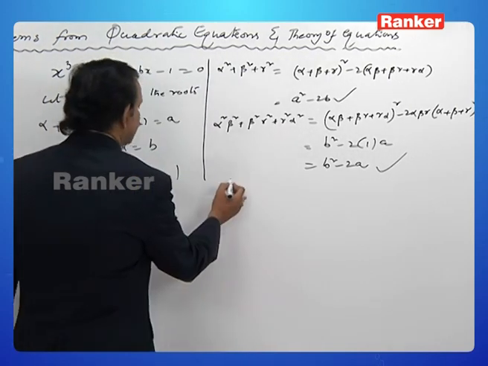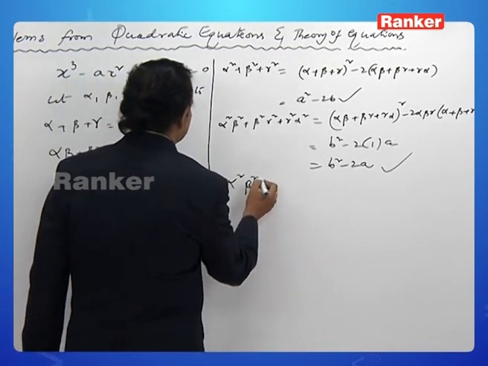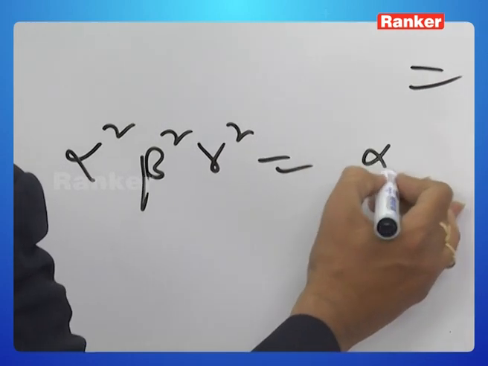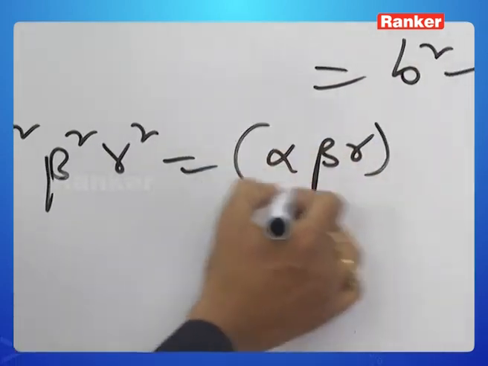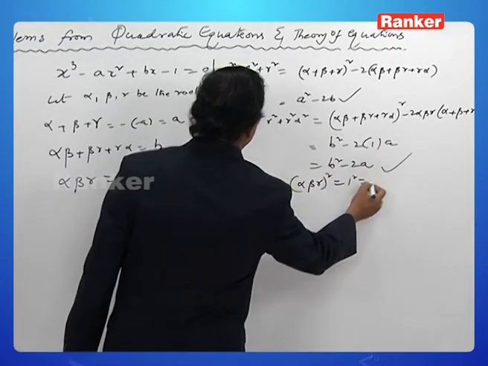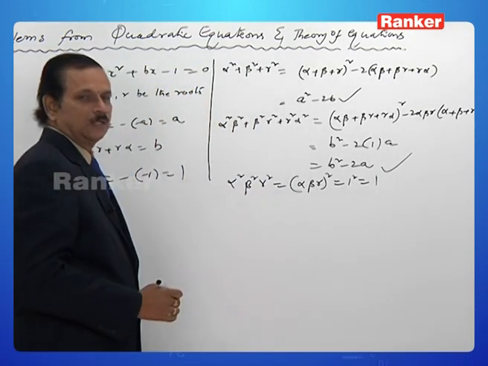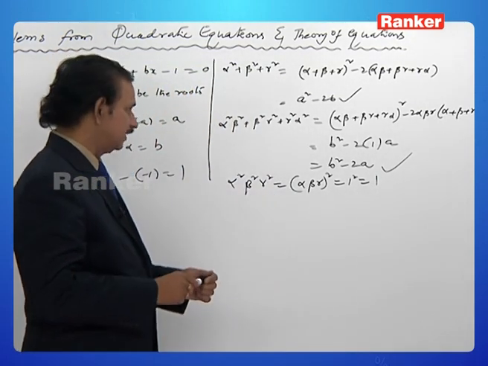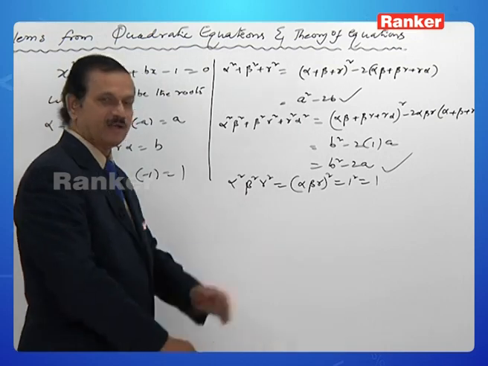And the last one, that is alpha square beta square gamma square. It is just nothing but alpha beta gamma whole square, that is equal to 1 square is equal to 1. So the needed things are ready.